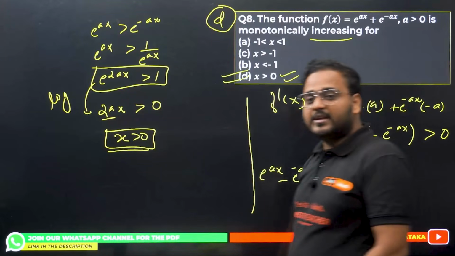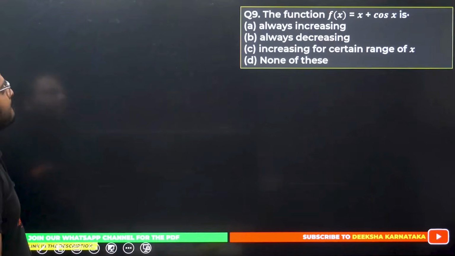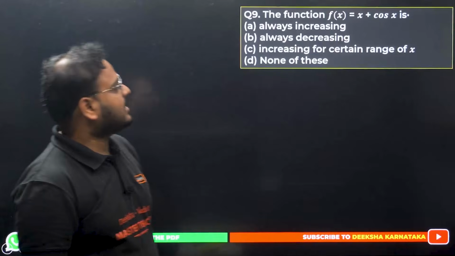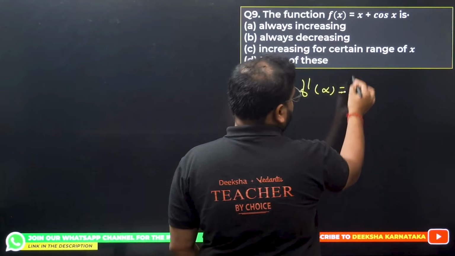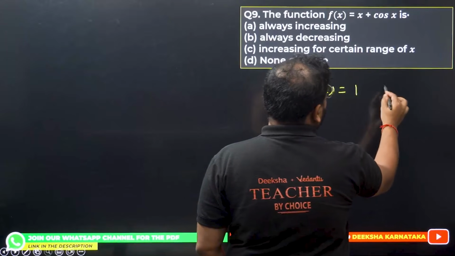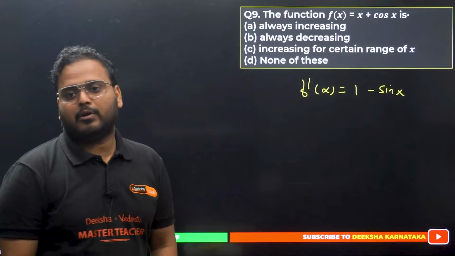Please check question number 8 is done. Question number 9, let's start now. The function fx equals to x plus cos x is what? Same approach, sir. Find f dash of x. X becomes 1 and this becomes minus sin x. 1 minus sin x.